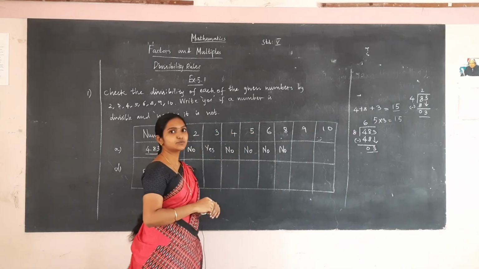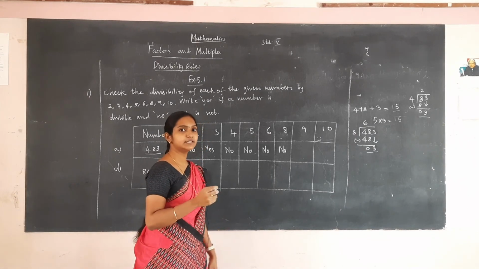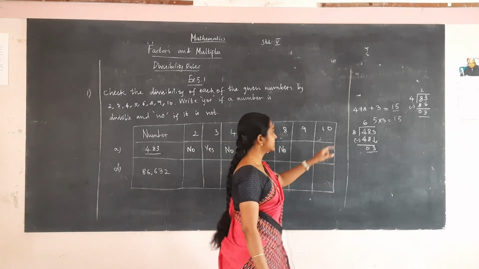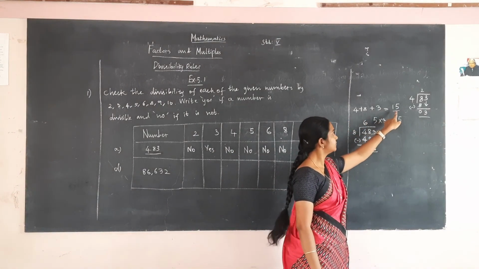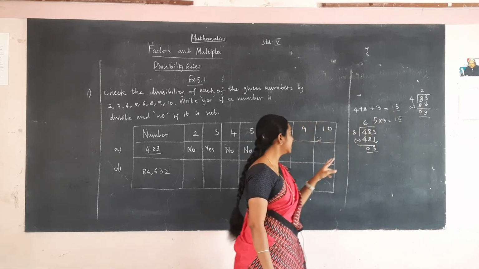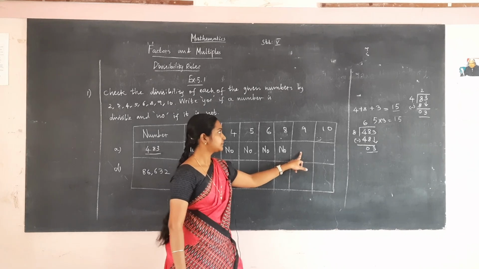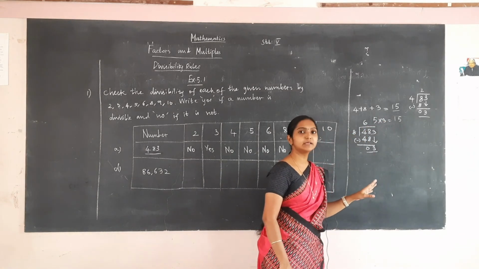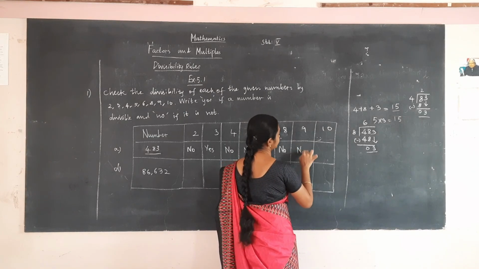Next, divisibility rule for number 9. We have to sum all the digits in the number. That is 4 plus 8 plus 3. We got 15. If 15 is divisible by 9, then the whole number will be divisible by 9. 15 is not divisible by 9. So write no.